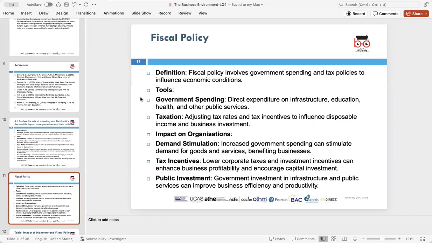Taxation involves adjusting tax rates and providing tax incentives to influence disposable income and business investment. Lower tax rates can increase disposable income for consumers and enhance profitability for businesses, encouraging spending and investment.